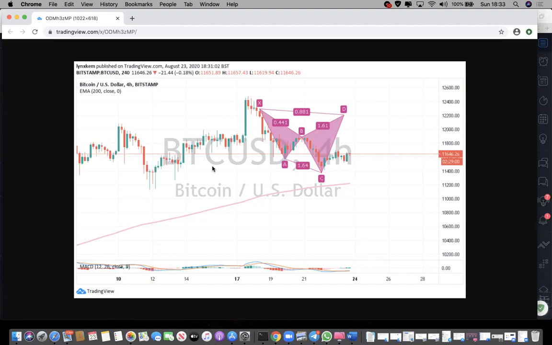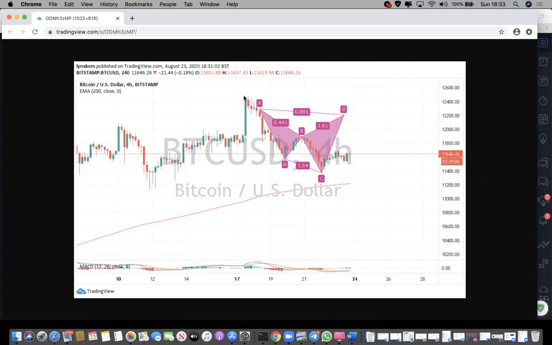Okay, so as a matter of fact, from the looks of things, the only thing I see wrong straight away is the fact that you place your X at no man's land. Your X should be at the swing high, not inside the swing. All the time when I'm doing harmonics, I prefer having a swing as my X.